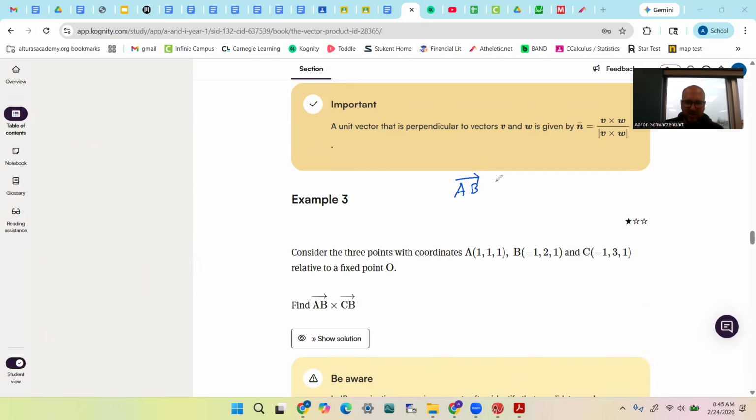is going from... -2. Wait. So I'm doing the cross product of these 2 vectors, but AB is the vector from A to B, from 1 to -2. 1 to 1 is 0. Yeah, that's why, because this is new. CB, -2, 2, 0.